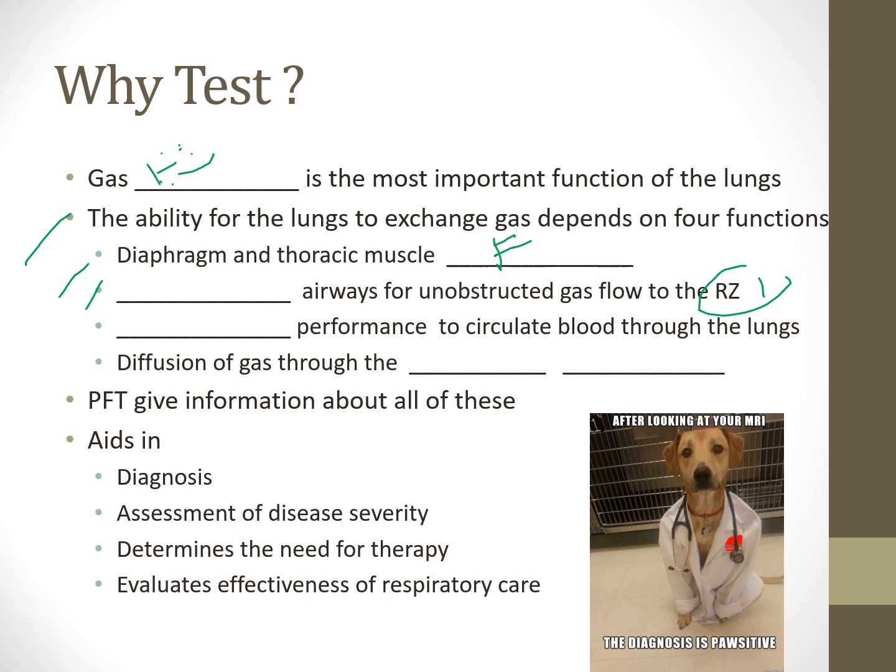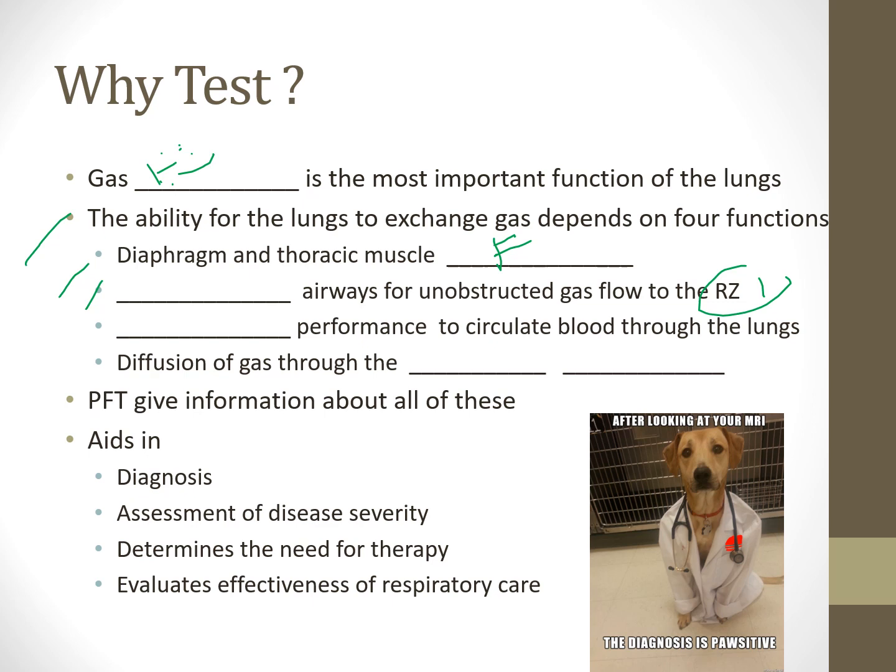If someone has a vocal cord dysfunction, their vocal cords could be covering half of their trachea as they're breathing and make it harder for gas to get into their lungs. It can make it harder for gas to go to their respiratory zone. So it looks at open airways for unobstructed gas flow to the respiratory zone.